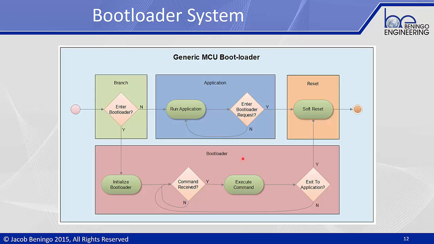Now, this behavior can be seen a little bit better from a more generic flowchart type of perspective. What we have is the embedded system starts up. So we start here at this dot. We move into what's known as the branching code. This is going to be decision-making code. It's going to decide, should I run the application code or should I run the bootloader? Based on that decision depends on what branch it's going to take here.